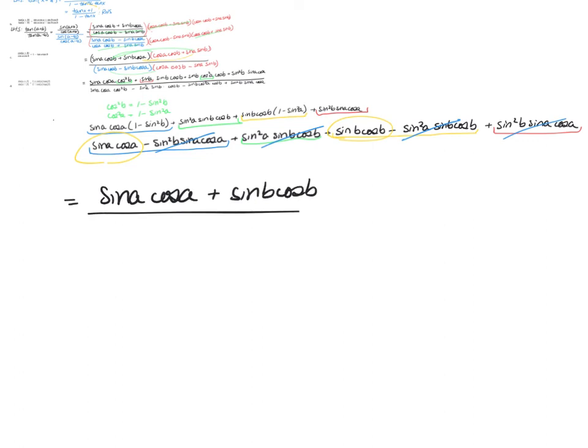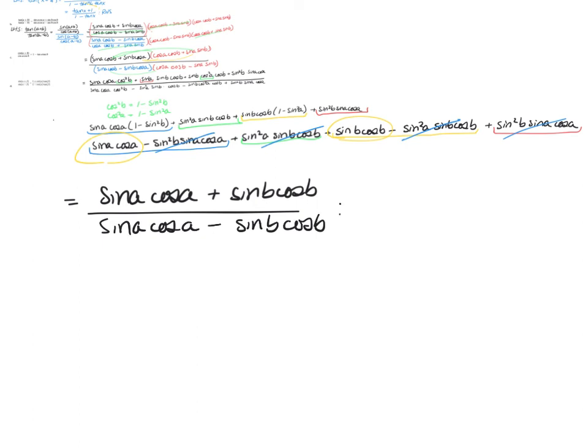Now, if I do something similar to this like I did with the denominator, and I replace the cosine squared of B with 1 minus the sine squared of B, and the cosine squared of A with 1 minus the sine squared of A, I will get the exact same thing, but with a minus between them. Sine of A, cosine of A, minus the sine of B, cosine of B.